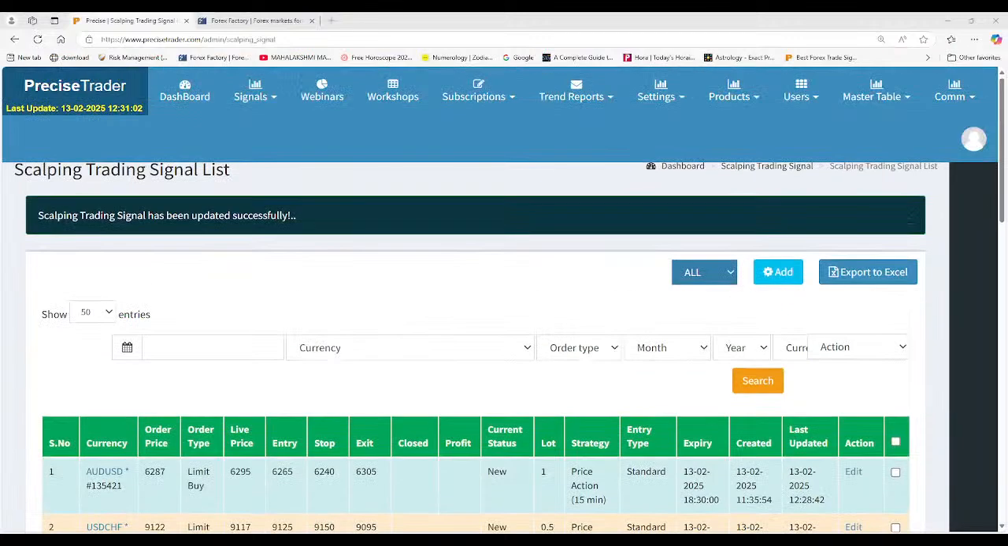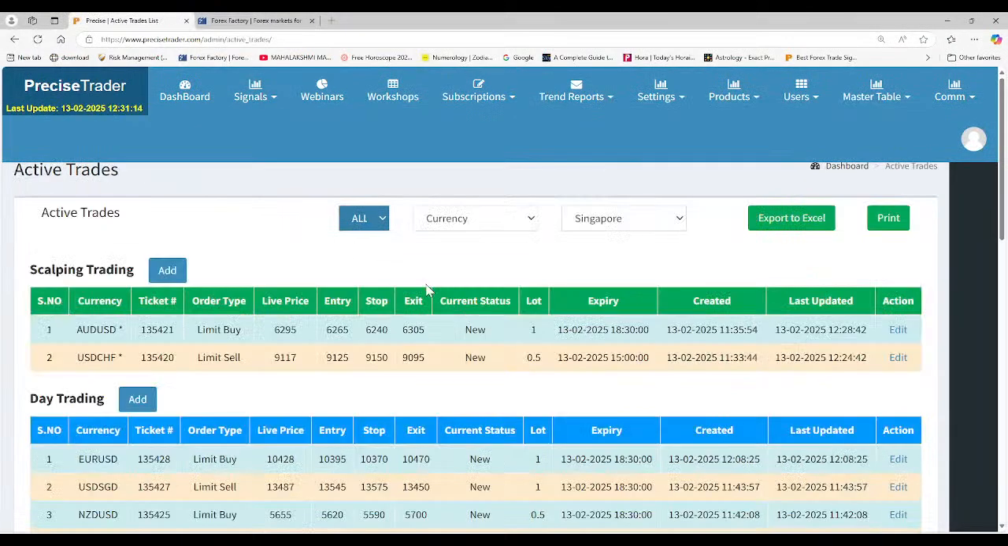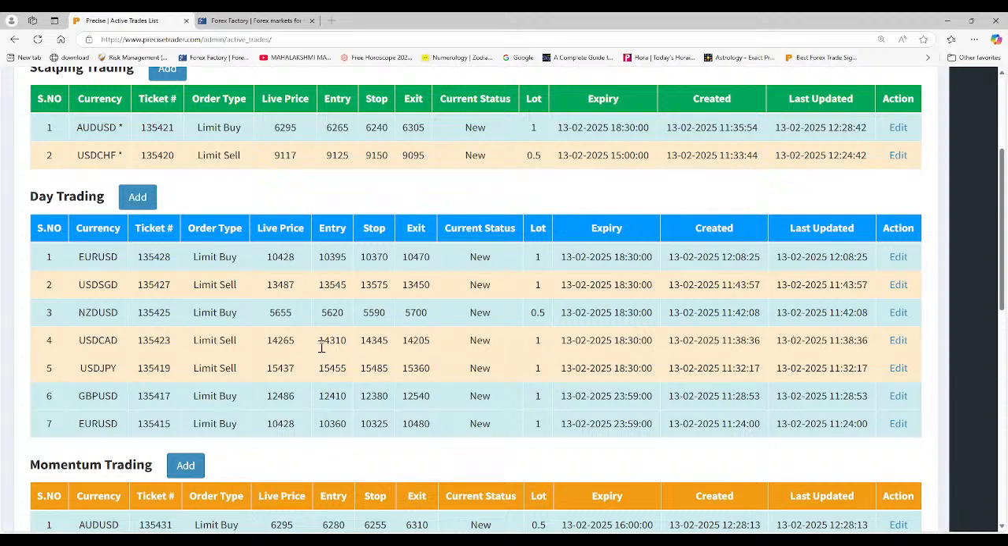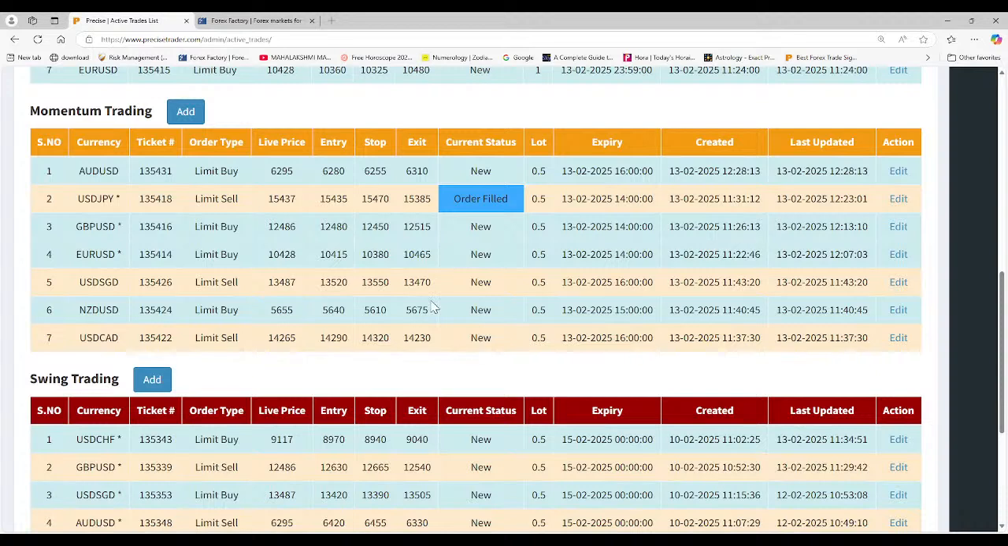So let's see what we have given. Okay, we are trying to sell at 43.10. This is let it work, and 42.90 we have given.